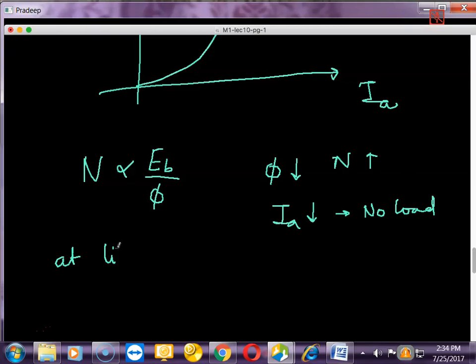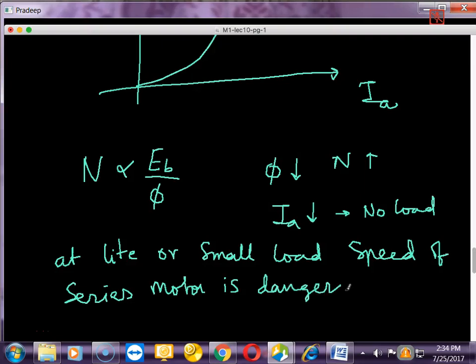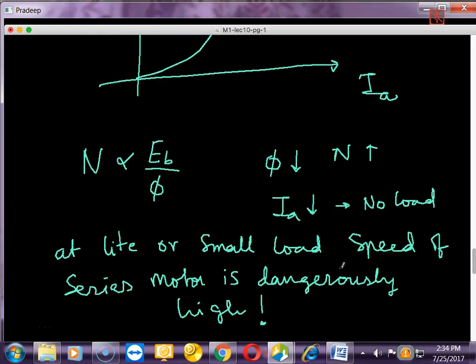So therefore, at light load or at small loads, the speed of a series motor is dangerously high. So always care should be taken that the series motor should never be started with no load.